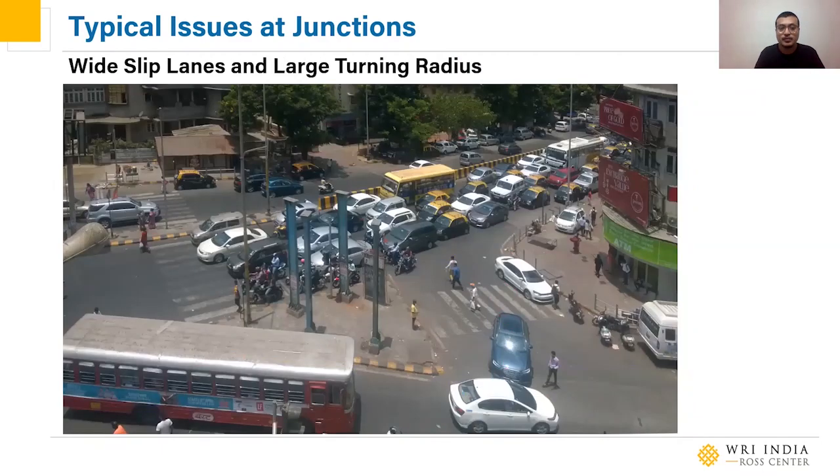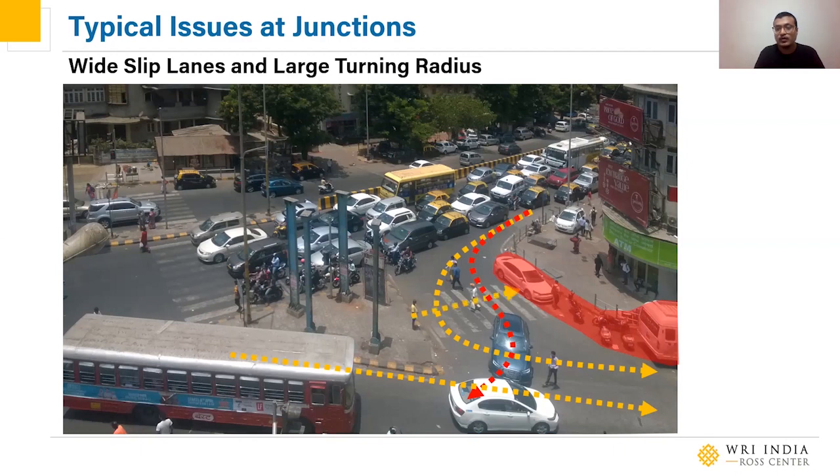Next issue being wide slip lanes and large turning radius. A wider slip lane allows for unauthorized vehicle movement, thus creating conflict at the junction with the authorized movement. It encourages parking, creating obstruction for vehicles taking left, also blocking the pedestrian crossing. Large turning radius encourages speeding of vehicles at junctions, making them extremely unsafe.